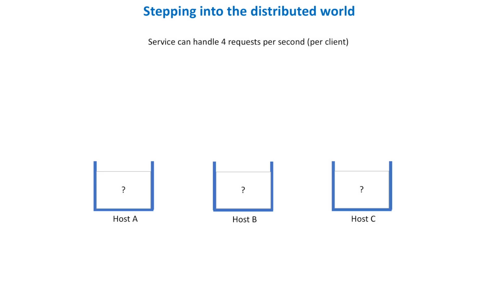Now let's step into the distributed world and see how we can make rate limiting work across many machines in a cluster. But let me ask you something first. We have a cluster that consists of 3 hosts. And we want rate limiting solution to allow 4 requests per second for each client. How many tokens should we give to a bucket on every host? Should we give 4 divided by 3?